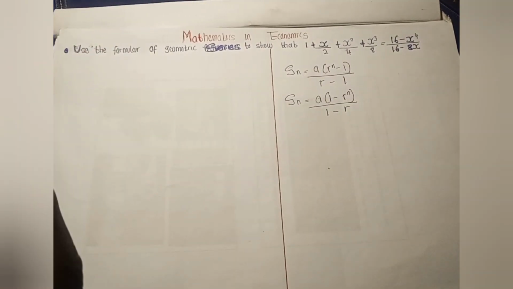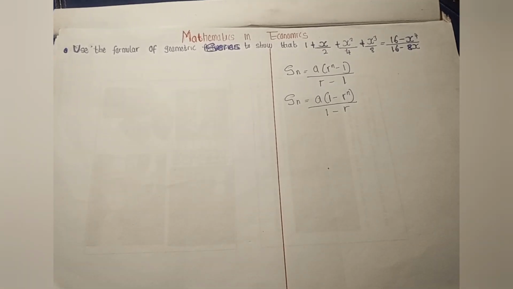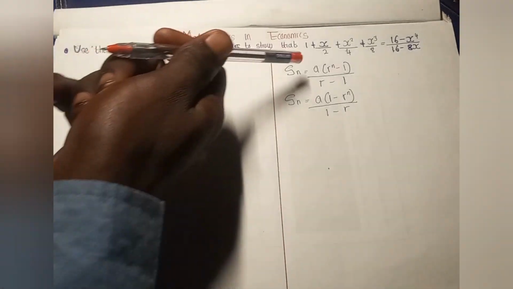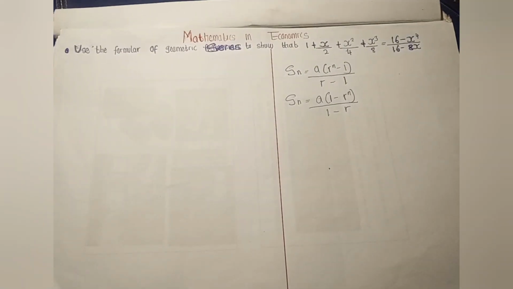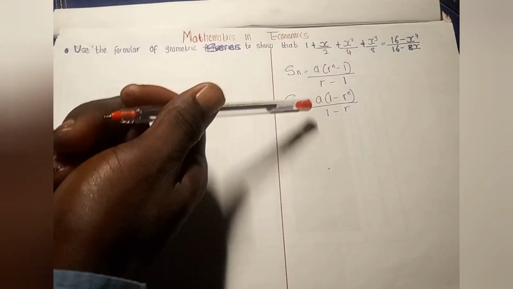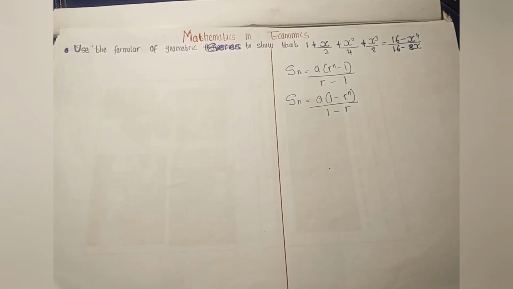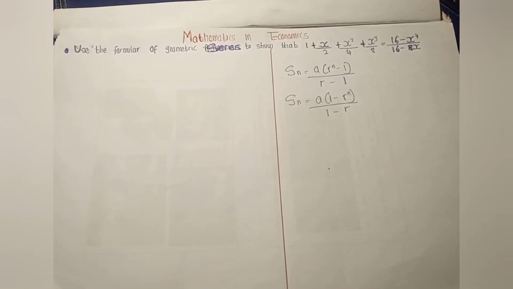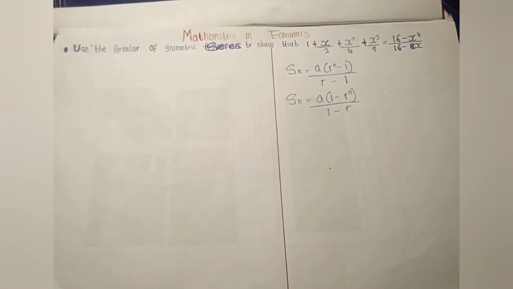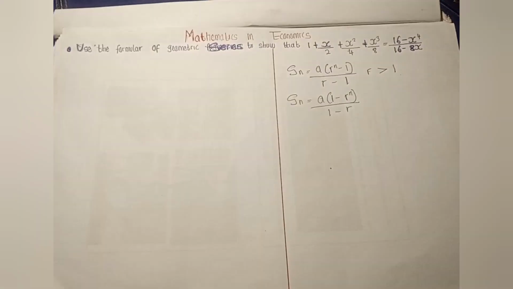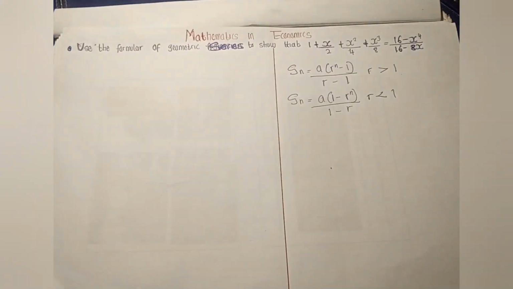Which formula you use depends on the value of your r. If your r is greater than 1, you are going to be using this formula. But if your r is less than 1, you are going to be using this other formula. Don't forget, r is the common ratio. So let us find the value of our r.